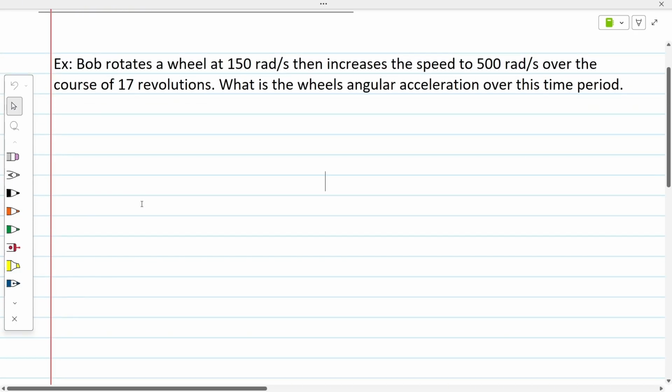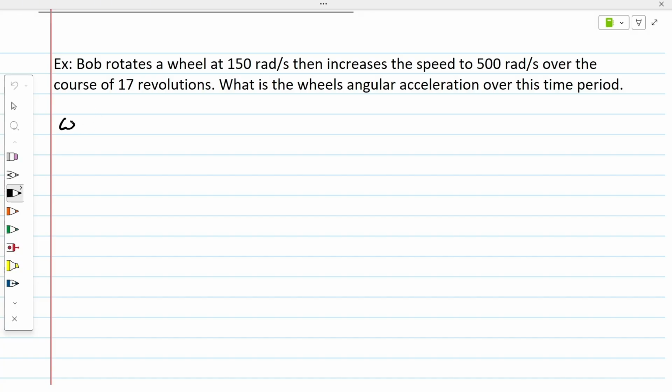Okay, so we see Bob rotates a wheel at 150 radians per second, then increases the speed to 500 radians per second over the course of 17 revolutions. What is the wheel's angular acceleration over this time period? Just like we did in normal kinematics, in really any physics problem, let's list our variables and see what equation is going to be our best fit.